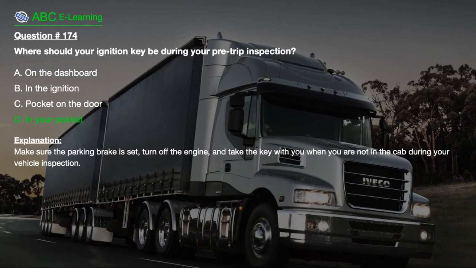The correct answer here. D. In your pocket. Explanation. Make sure the parking brake is set, turn off the engine, and take the key with you when you are not in the cab during your vehicle inspection.